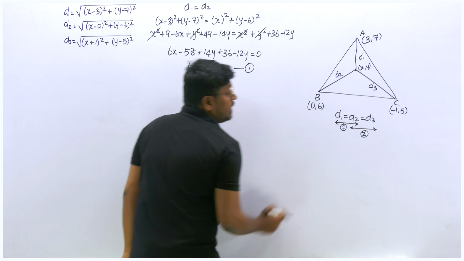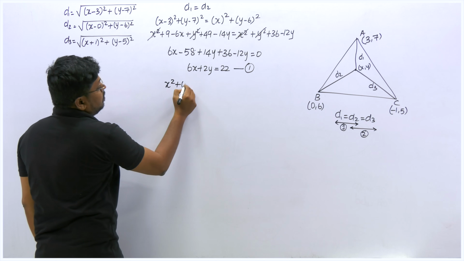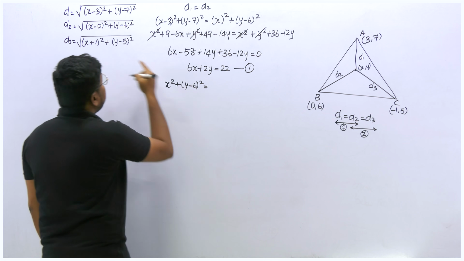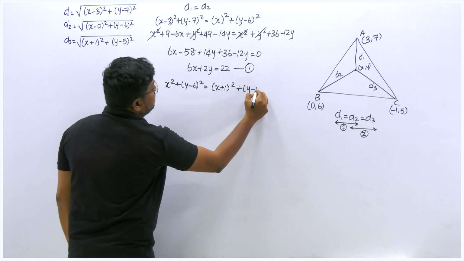Similarly, go with D2 and D3. D2 is x square plus y minus 6 the whole square. What about D3? x plus 1 the whole square plus y minus 5 the whole square.